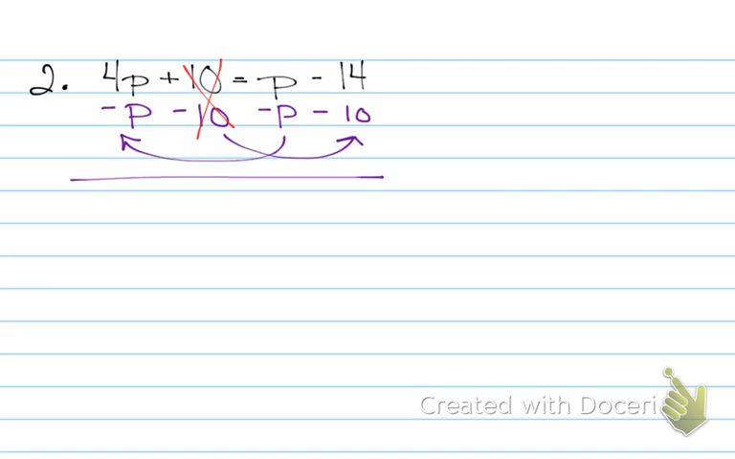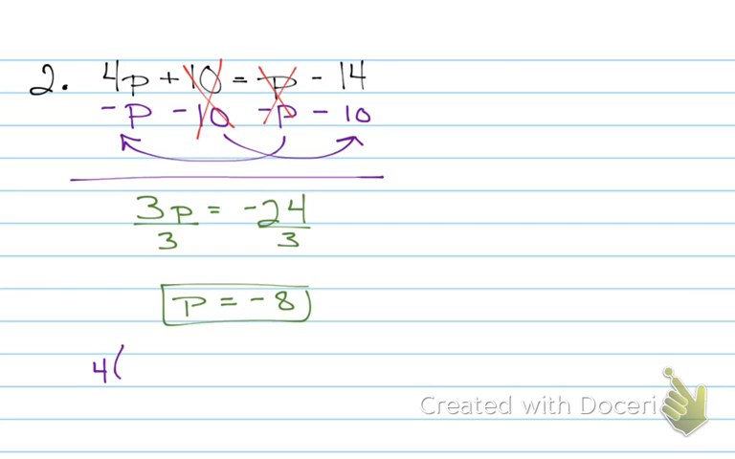4p minus p is what? What's 4p minus p? 3p. Equals, man, so many people are messing this up today, guys. Same sign, add and keep. Negative 24. Negative 24. Divide both sides by 3. P equals negative 8. And then I plug it back in. Don't forget to go back and check. That's a part of your homework grade.